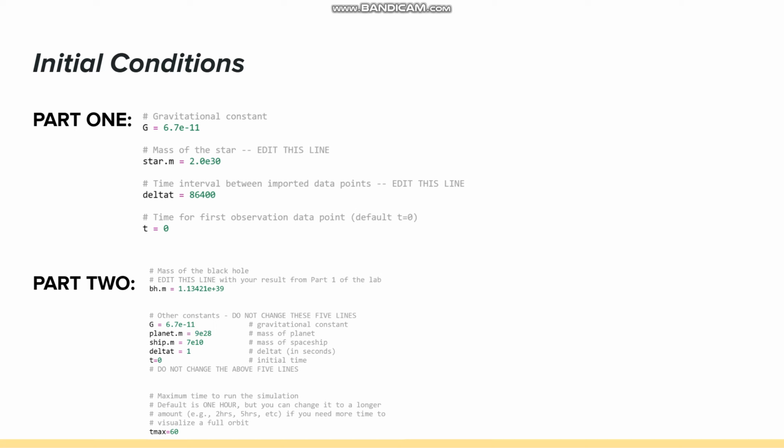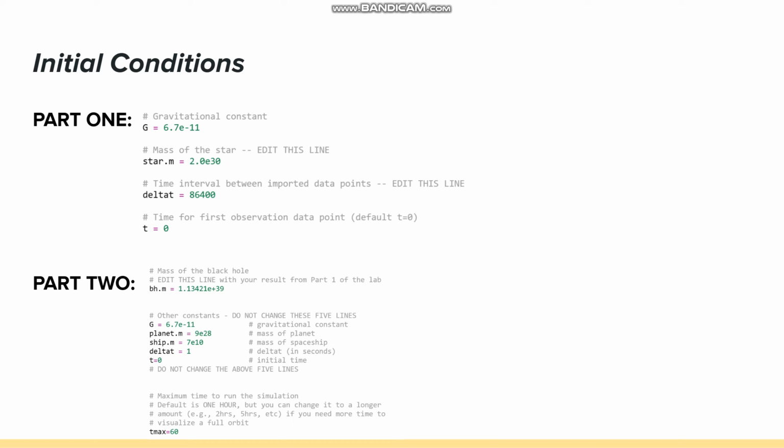Listed here were the initial conditions for each part of this lab. In part 1, we receive a gravitational constant. The mass of the star was 2 times 10 to the 30. The delta T was 1 Earth day, which was 86,400 seconds, and the time for the first observation data point was T is equal to 0.